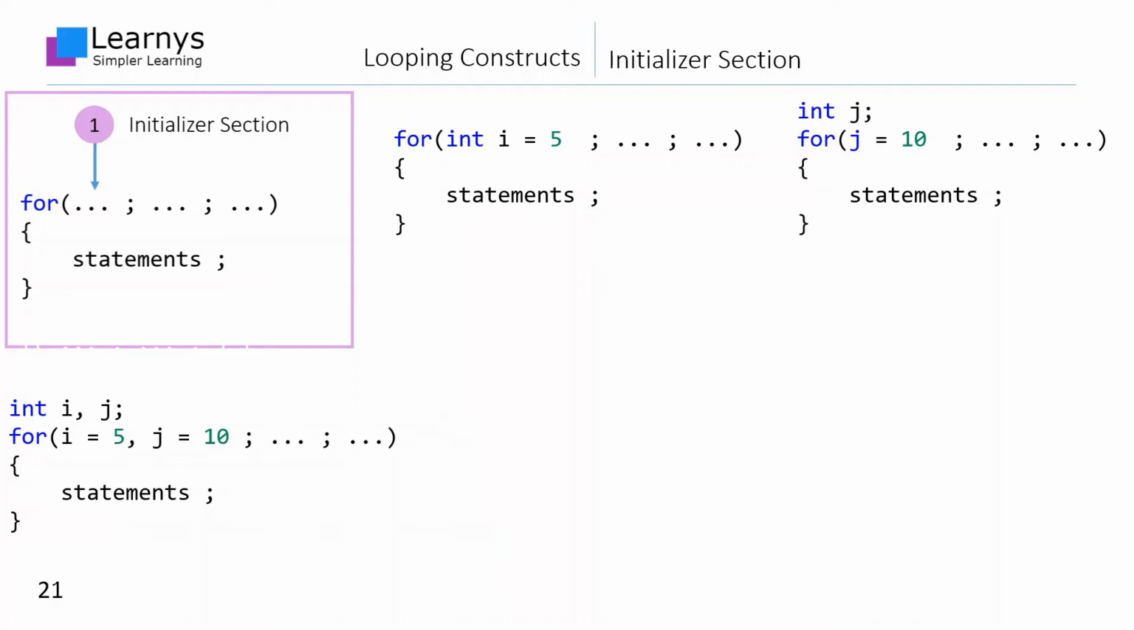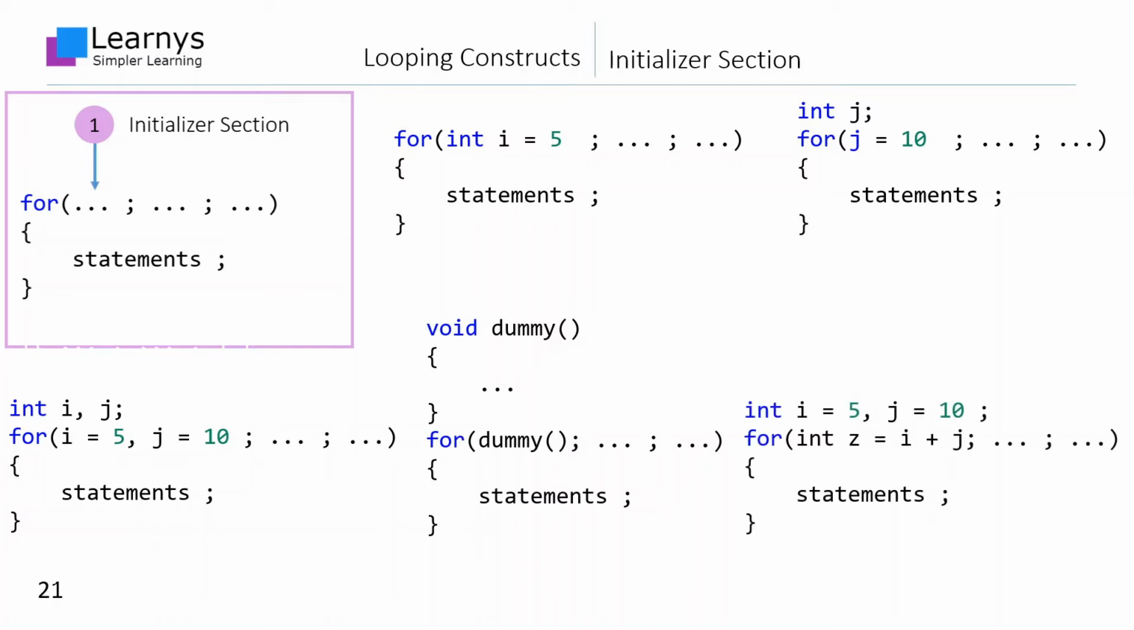If you do not need to declare or initialize loop variables, you can leave this section blank. This section may also contain calls to a function which returns nothing. For example, this code snippet makes a call to a function dummy which returns void. This example is legal and will compile and execute smoothly. Dummy will be called once before the execution of the main body of the loop begins.